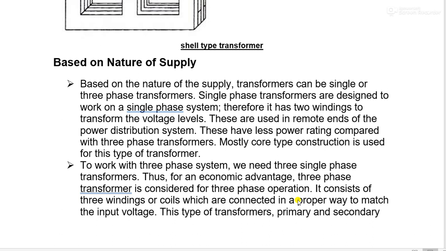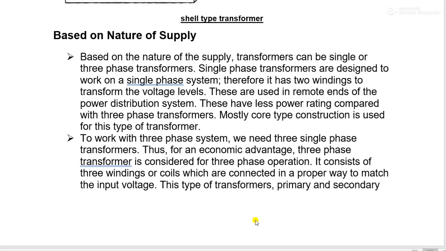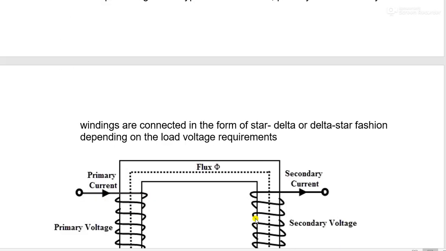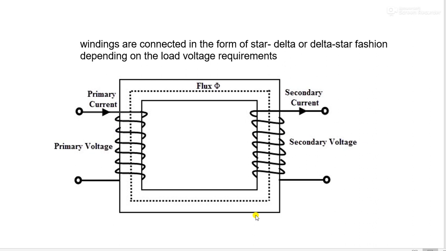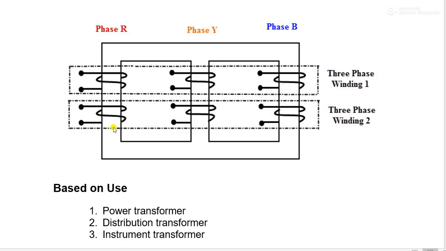It consists of three windings or three coils which are connected in a proper way to match the input voltages. In this type of transformer, primary and secondary windings are connected in the form of star delta or delta star fashion depending upon the load voltage requirement. The figure over here is a single phase type, and the next figure is a three phase, phase R, phase Y and phase B.